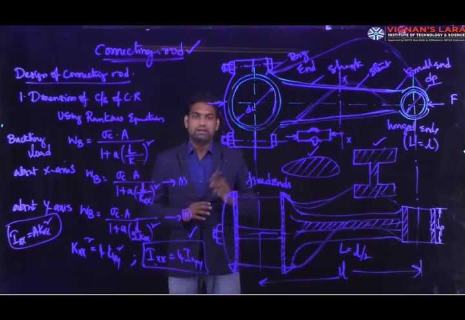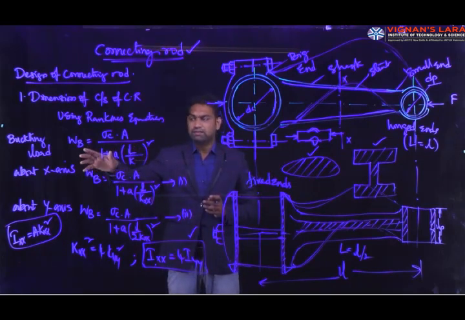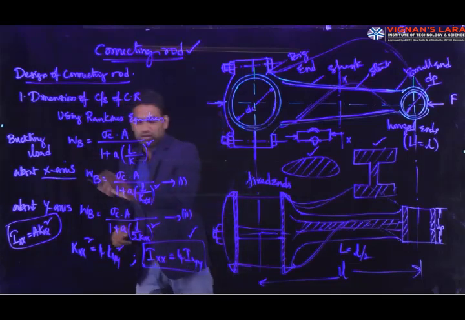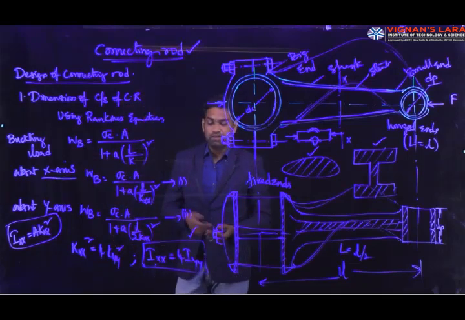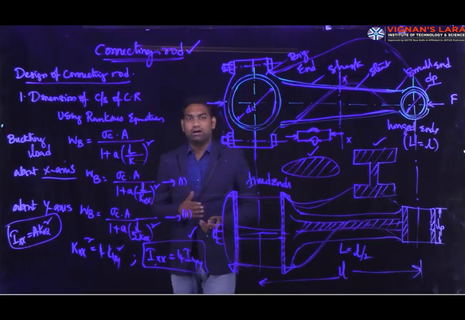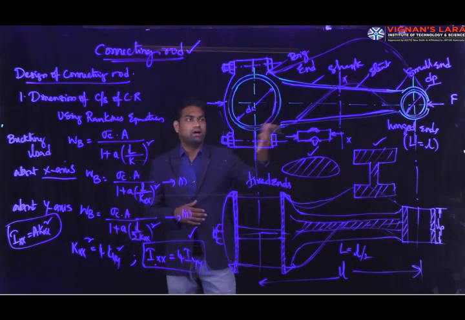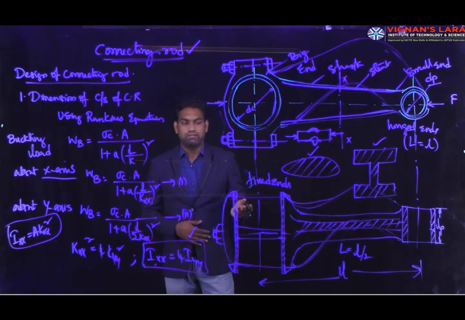So the design can be done, that is, the dimensions can be calculated, based upon Rankine's equation about the x-axis. If Ixx is greater than 4 times Iyy, that is about the y-axis, then the buckling can be observed about the x-axis. If Ixx is less than 4 times Iyy, the buckling can be observed about the y-axis.